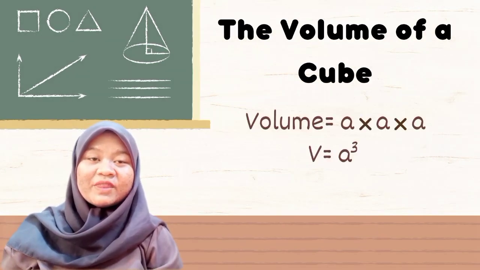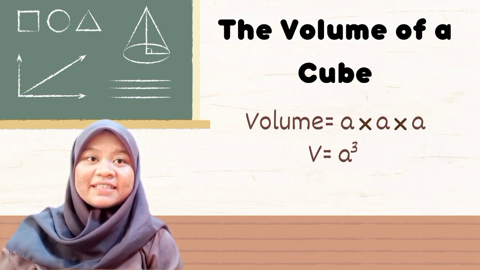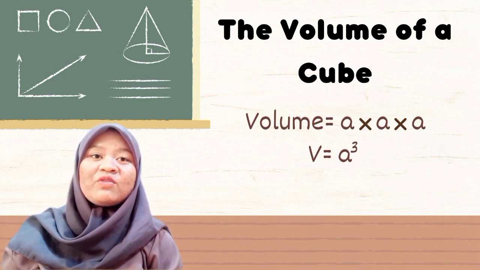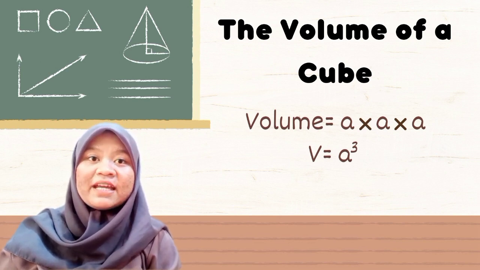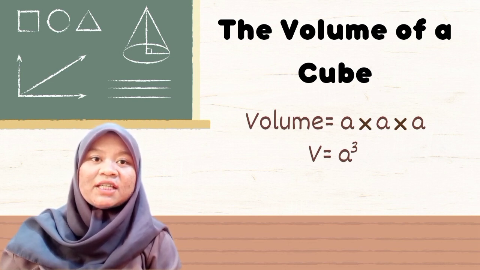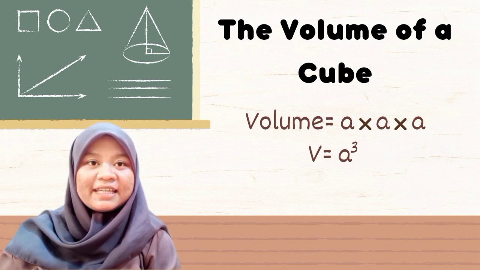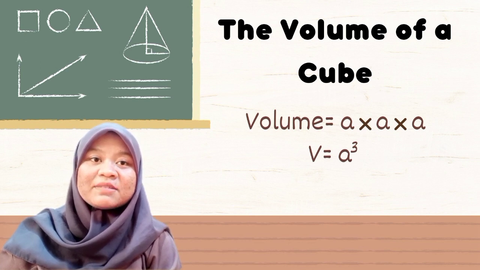The volume of a cube. The volume of a three-dimensional object can be defined as its capacity or the amount of liquid it could hold if it were hollow from the inside. The volume is calculated by multiplying the object's length, breadth, and height. In the case of a cube shape, the length, width, and height are all of the same length. Let us refer to it as a. Therefore, the volume of a cube is a times a times a, which is a cubed.